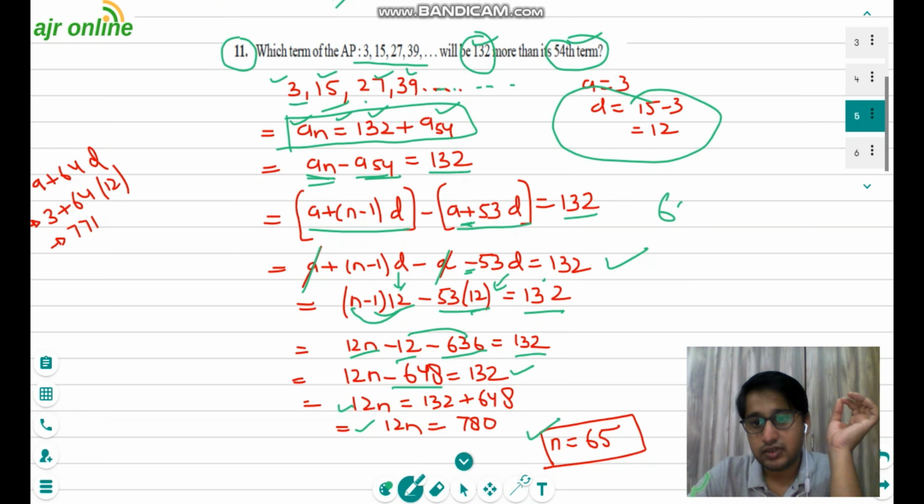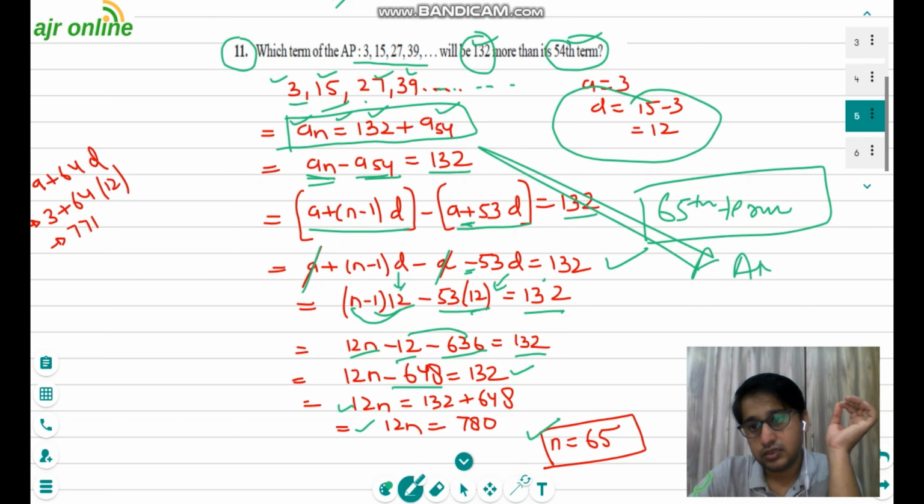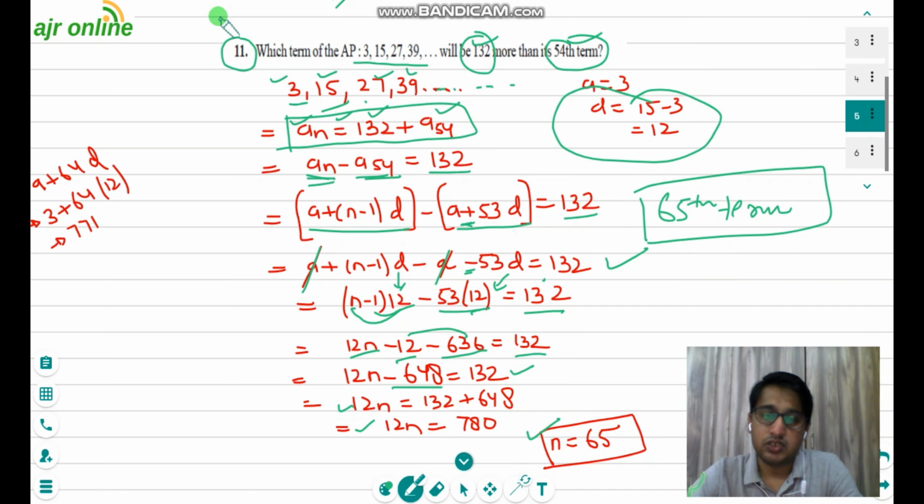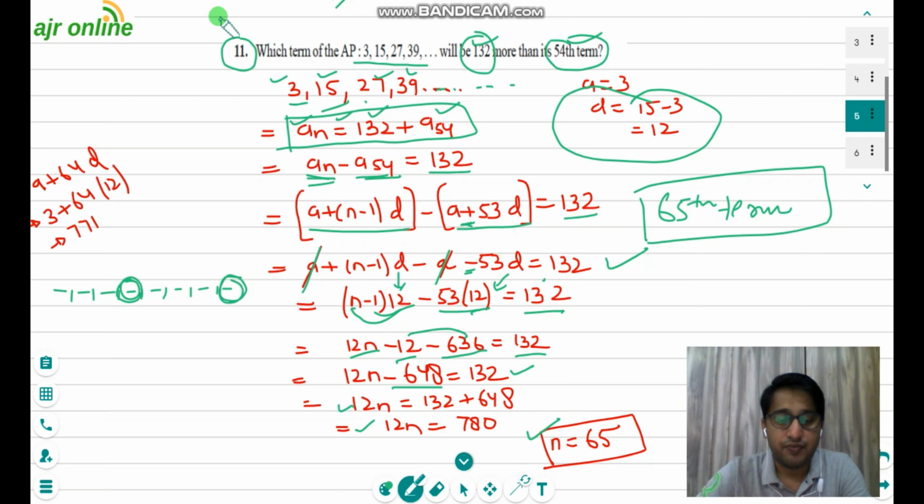It means that the 65th term is the answer. The 65th term is 132 more than its 54th term. It means that suppose any AP is there, this AP is only there, and this is the 54th term, and this is the 65th term. If we add 132 to the 54th term, it will become this 65th term.